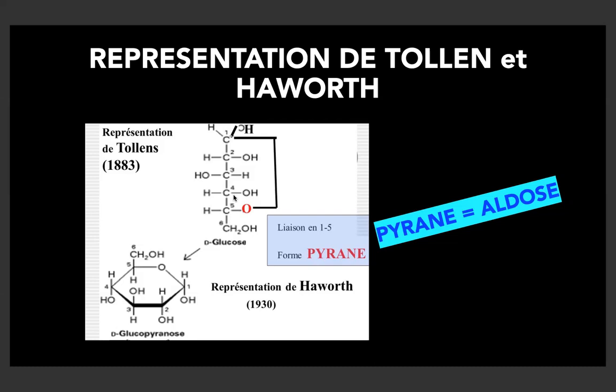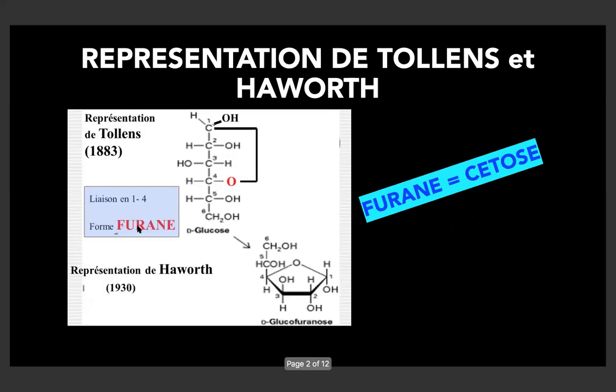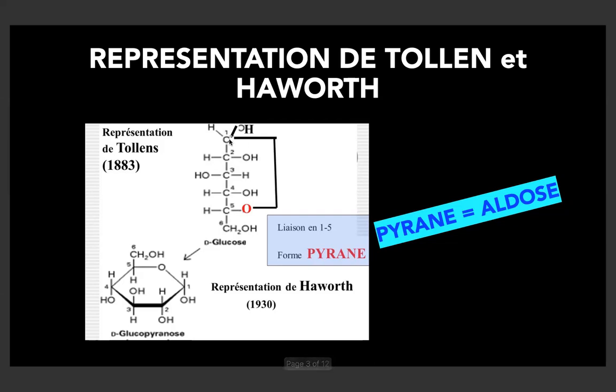So now, representation, we get back to the core. Representation of Tollens and Haworth. The same thing. Now, the bond has changed, right? This one was a 1-4 bond. Now, this one is a 1-5 bond. The same glucose molecule here stands in as a reference. The bond between the first carbon atom and the fifth carbon atom forms what you call a pyran. A pyran has an oxide bond.